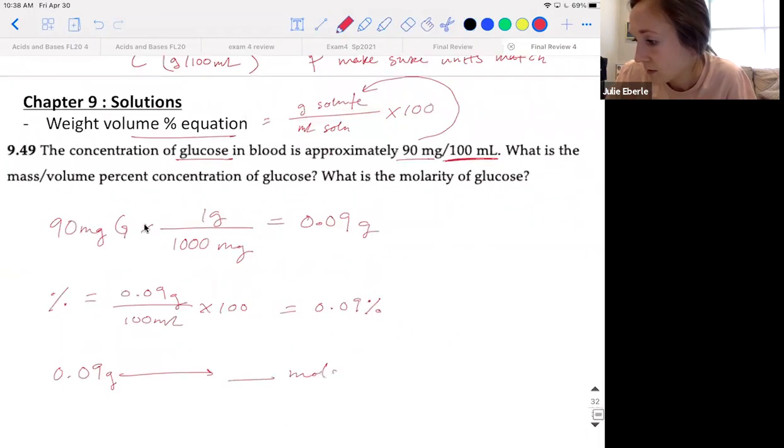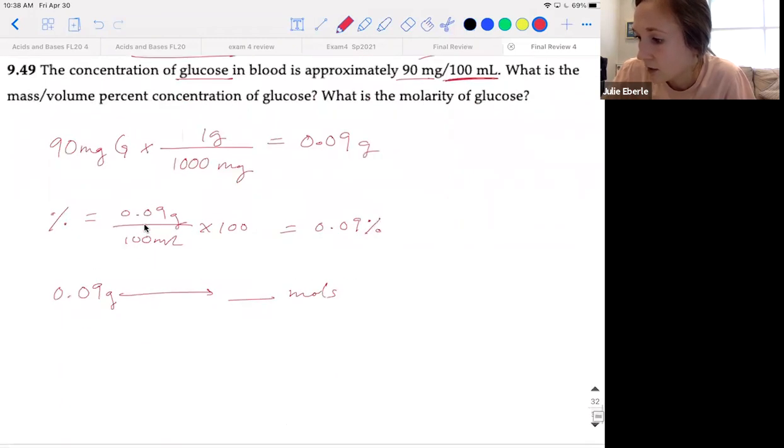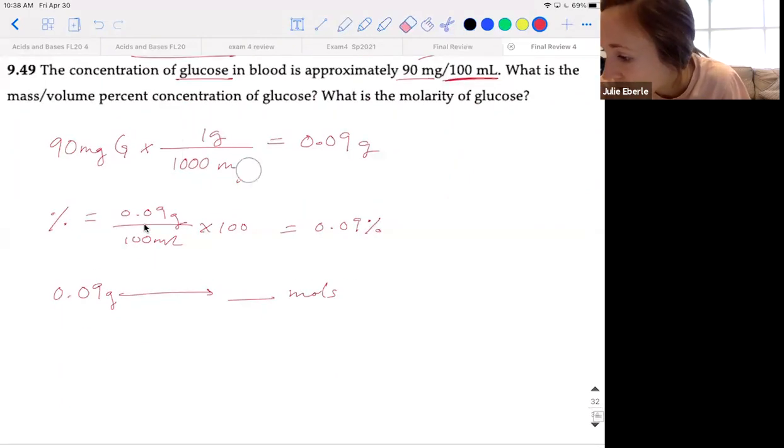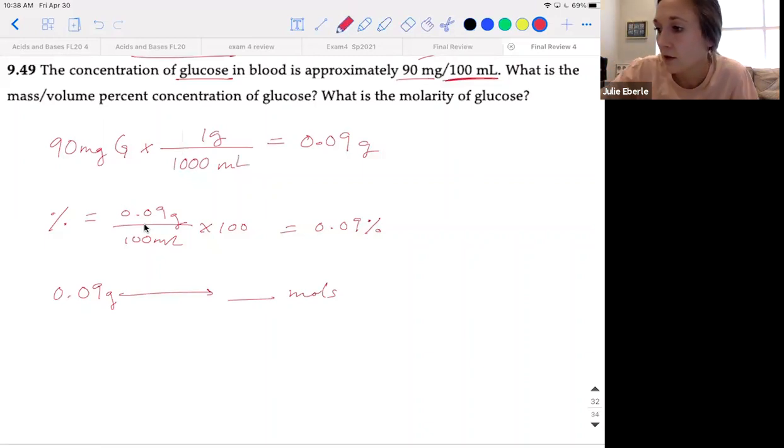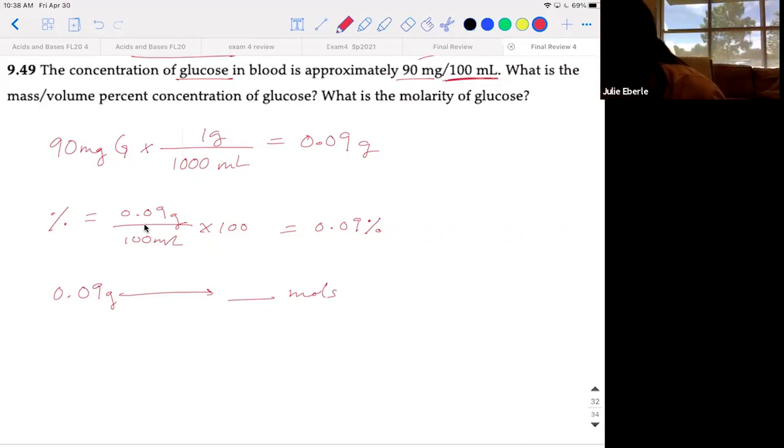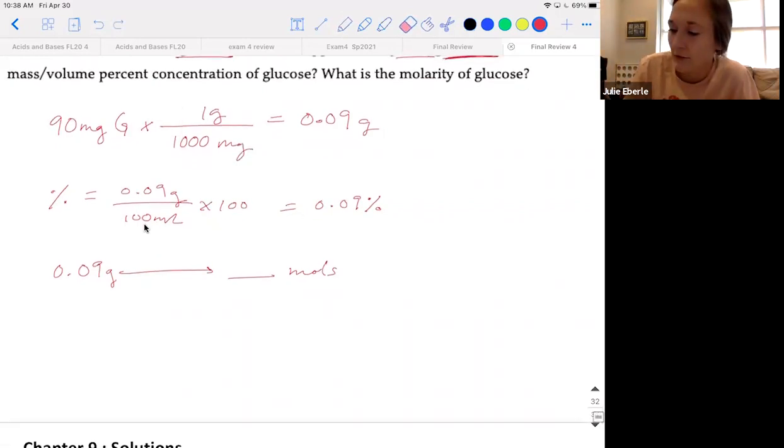I'll write my answer here. We take 100. Y'all, I'm all over the place. Somebody should have corrected me. That should have been milliliters up here, milliliters on bottom there. Wait, sorry, I'm looking at the wrong one. I thought that I had it right. There we go. I forgot I was converting milligrams to grams.